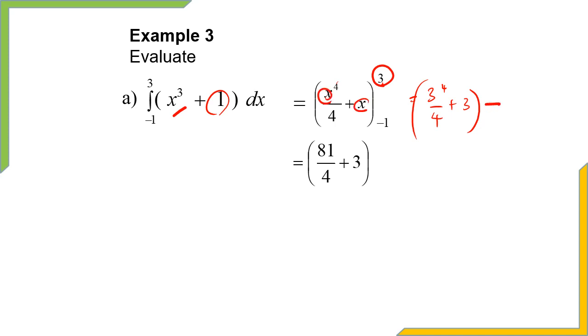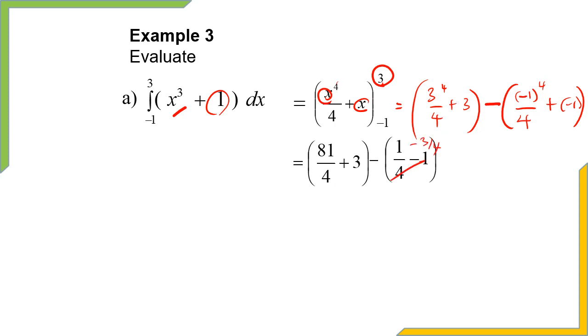And then subtract when you substitute x equal to negative 1. So negative 1 to the power of 4 over 4 plus negative 1. So this is the next step, the most basic step. Okay? And then after that, you use the calculator to calculate. So we have 81 over 4 plus 3 minus, in the bracket, 1 over 4 minus 1. So this is equivalent to negative 3 over 4.